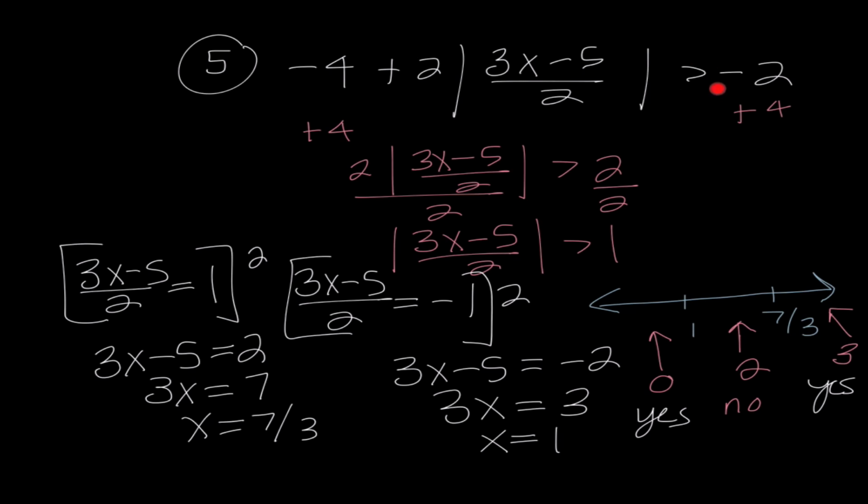Since I have a greater than and I don't have the equal to, I'm going to go ahead and use parentheses. And I'm going to shade on the outside. So in interval notation, I would say negative infinity to 1, union, 7/3 to infinity.